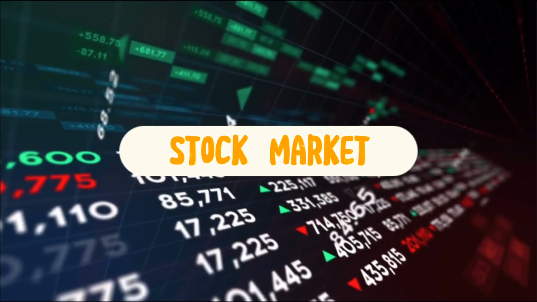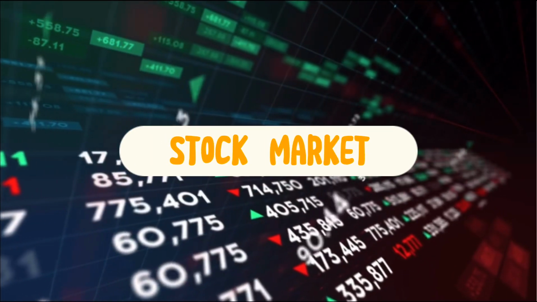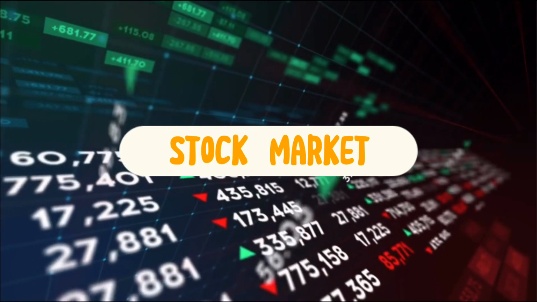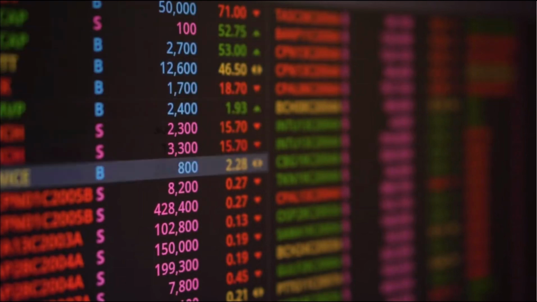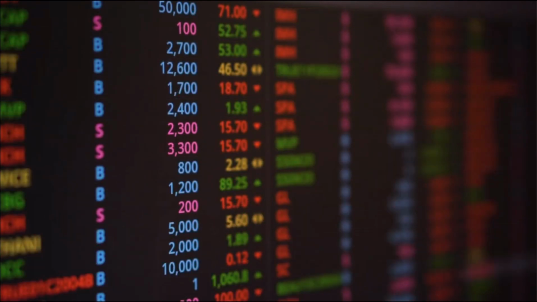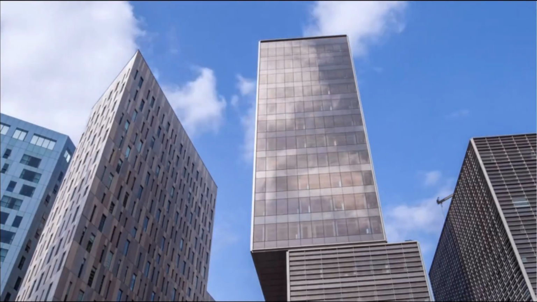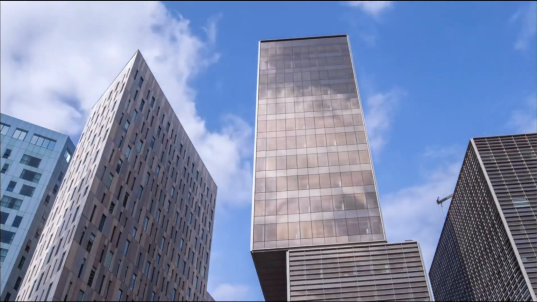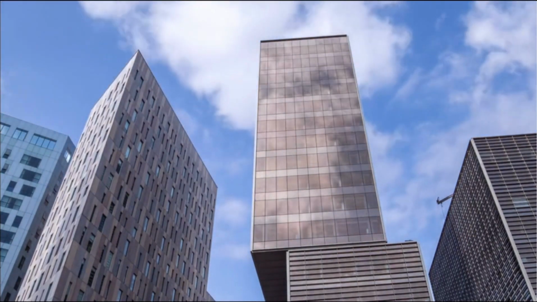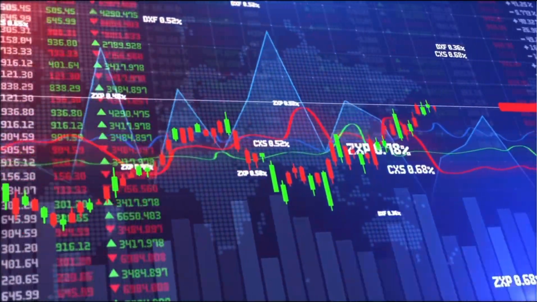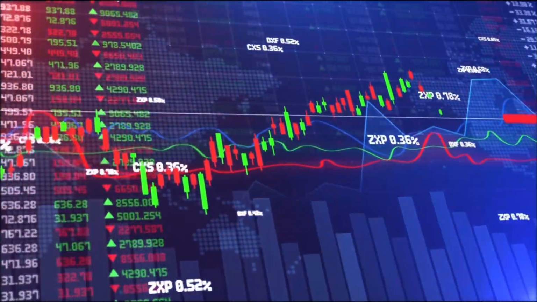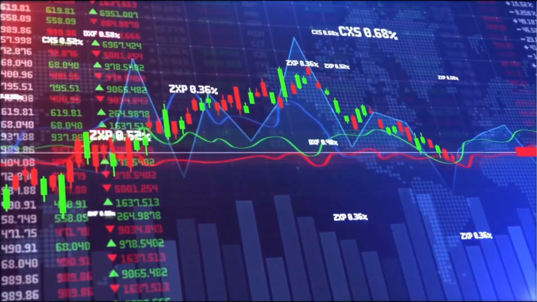Second, stock market. Stocks, also known as shares, represent ownership in a company. When you buy stocks, you become a partner in that company, with the only difference being the size of your ownership stake. Therefore, when you invest in stocks, you become a part owner of the company. As the company makes money, you make money. There are primarily two ways to earn profits from stocks: dividends and capital gains.